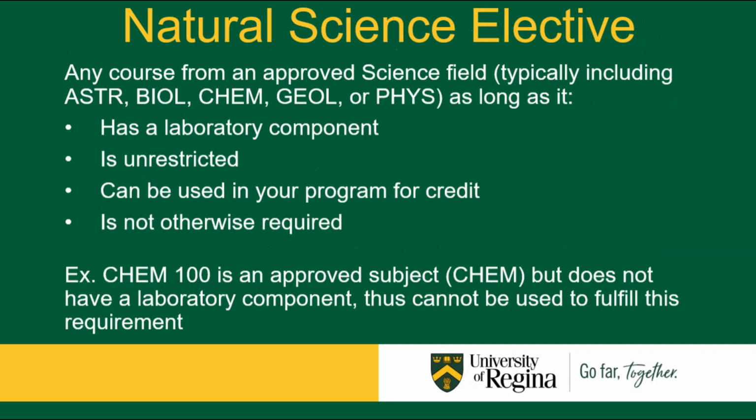A natural science elective is typically any credit course from the areas of astronomy, biology, chemistry, geology, or physics that has a laboratory component. However, whether or not you can use these subjects in your program will depend on your faculty or federated college. For example, even though Chem 100 is from an approved subject area, it does not have a laboratory component and thus cannot be used to fulfill this requirement.